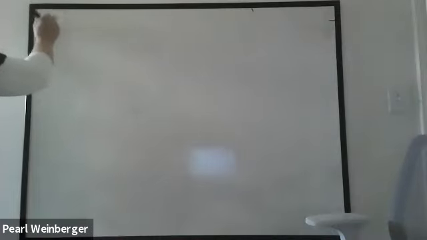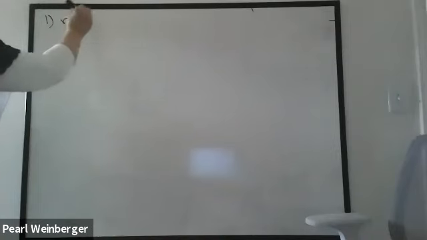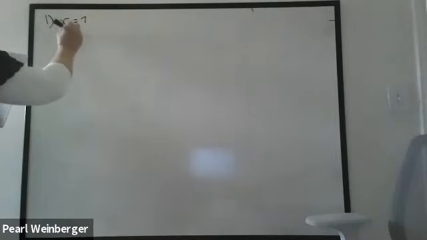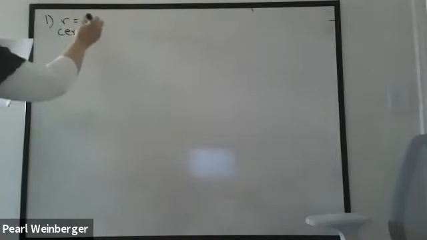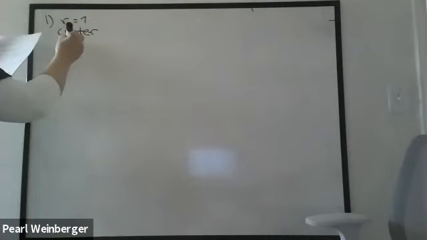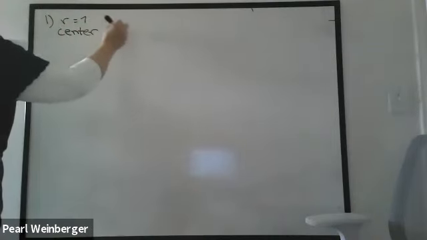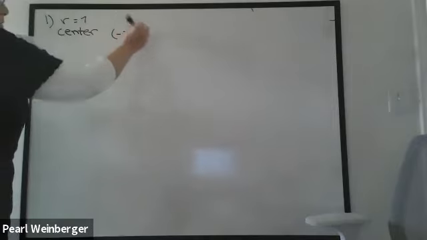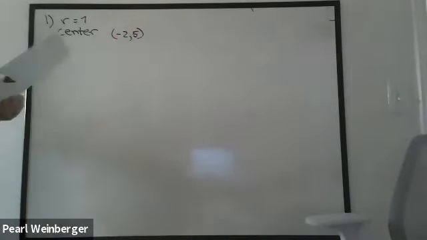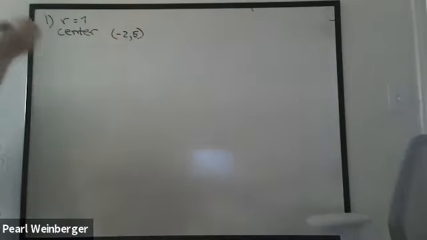So the first question was the radius of a circle. They told me it was 7. And the center of the circle I was given as -2, 5. And it says find the equation of the circle.